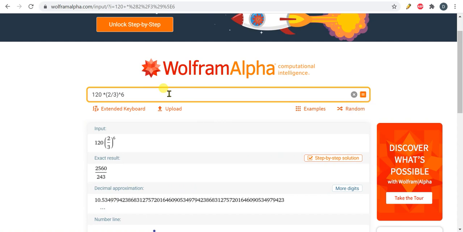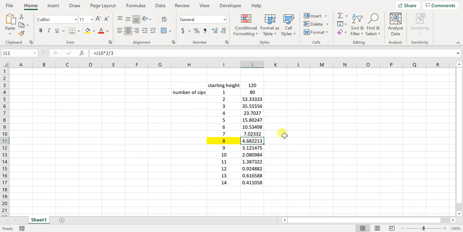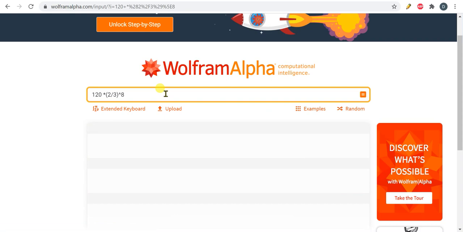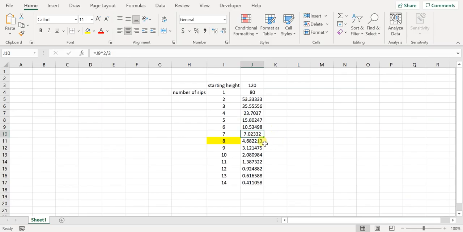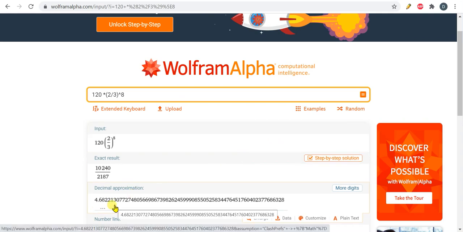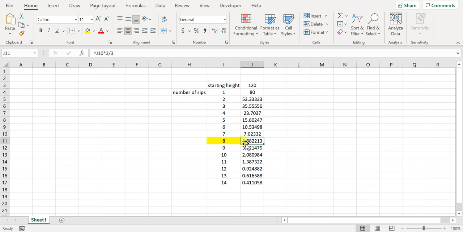If I then go 7 times, we're expecting to see about 7.02. 7.02. And then 8 times, we're expecting it to be 4.68. And it's 4.68. So that shows you the utility of Wolfram. It's obviously extremely good and can be used for a multitude of different reasons. So that's the first question. It's showing you how easy it can be to solve that very first question.